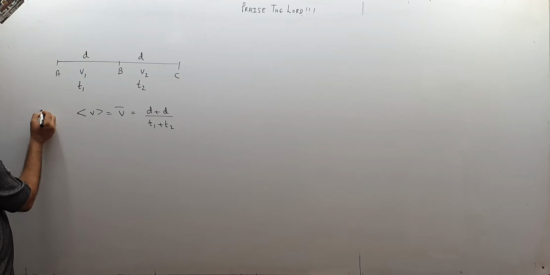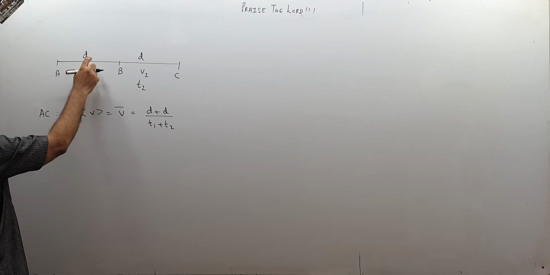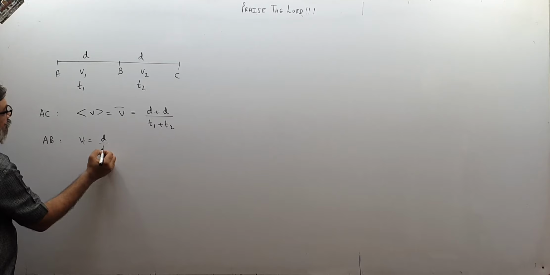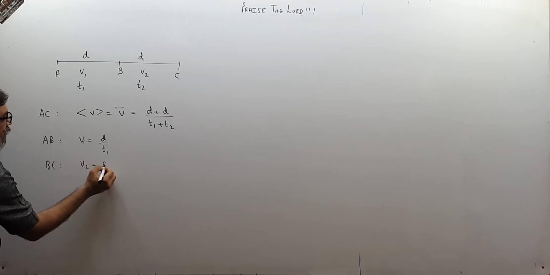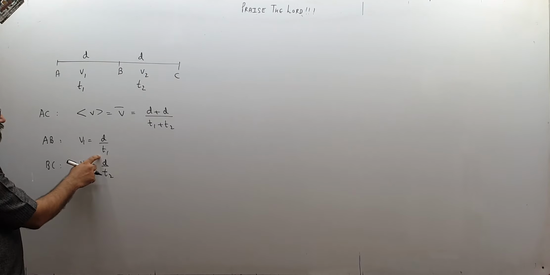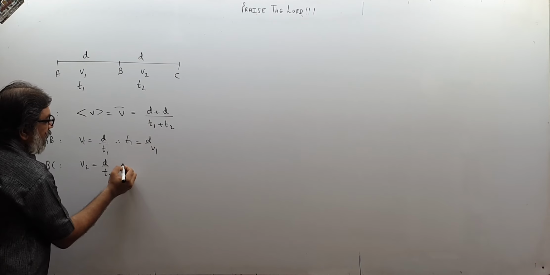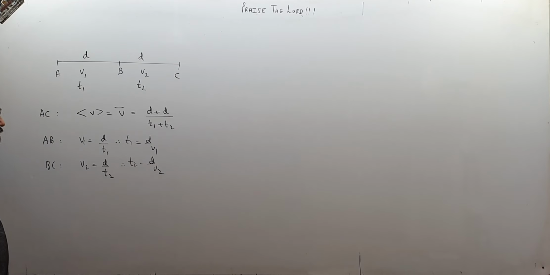Now this is for A to C, right? For the track AC, for the entire journey. For AB, my speed is V1, distance is D and time is T1. So speed is equal to distance upon time. And for the BC portion, speed is equal to distance upon time. Now therefore I can make out T1 will be D upon V1, and from here T2 will be D upon V2.